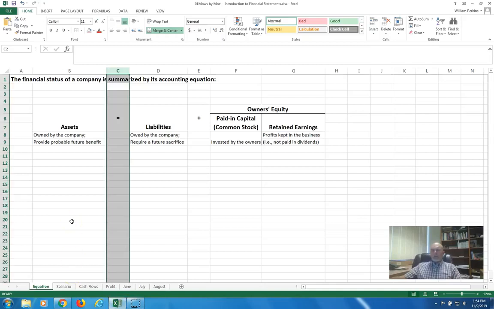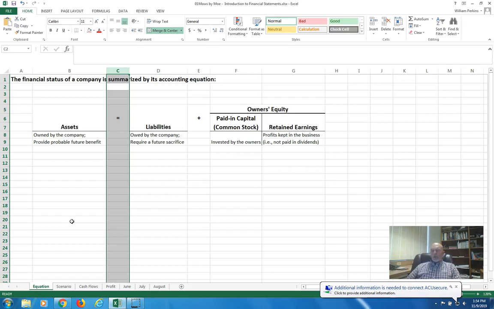Hello everyone. I want to walk you through a brief example of how to record transactions, and we're going to do that by going through the example that is on page 12 of the first chapter of the textbook.